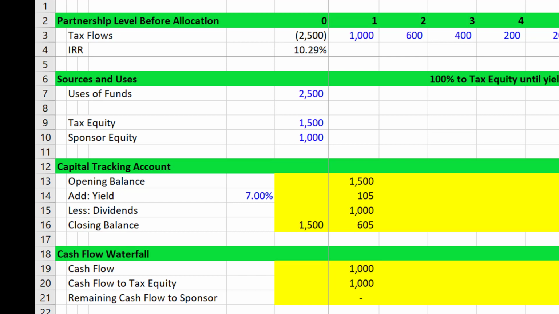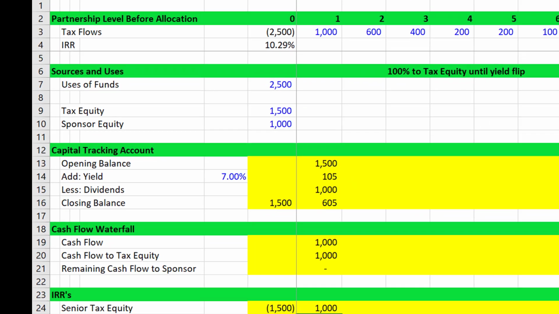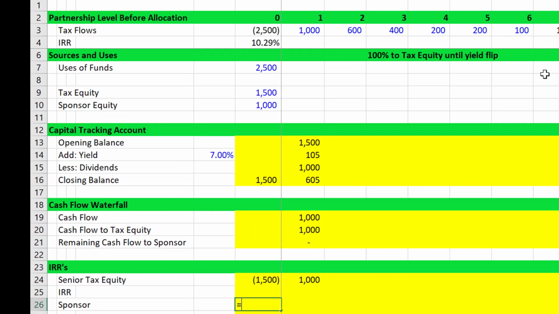And then when we have any kind of IRR, we better put a minus on the investor, and then we put a plus on how much they get from the cash flow. And then the sponsor has the same thing, a minus on their investment and a plus on their remaining cash flow. And then we just select all of these, since generic macros is open.